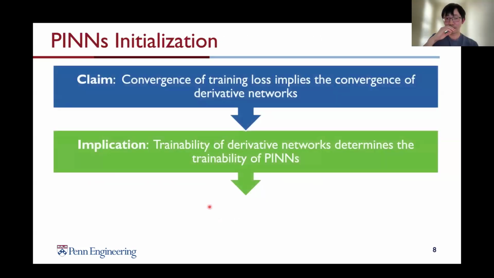I never say that the network derivatives cannot converge. What I say is that if some issues happen in the trainability of network derivatives, then eventually we get some issues in minimizing PDE residuals.